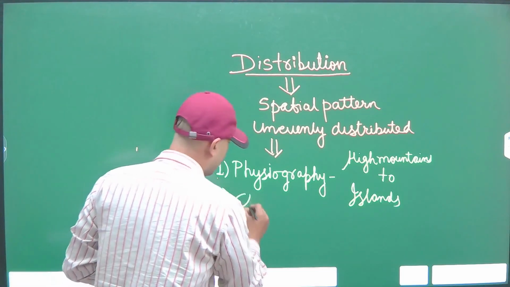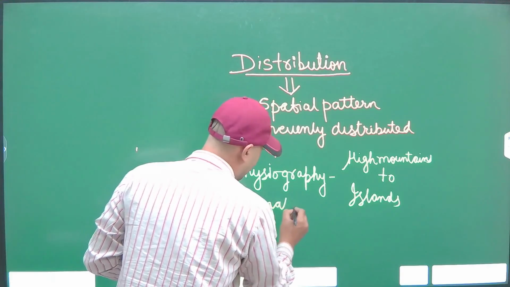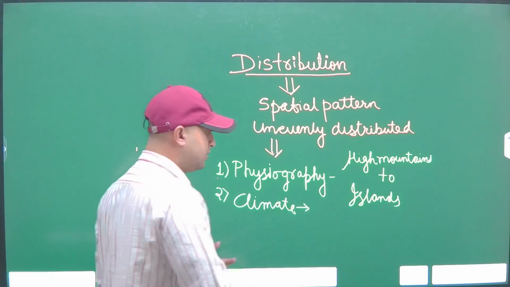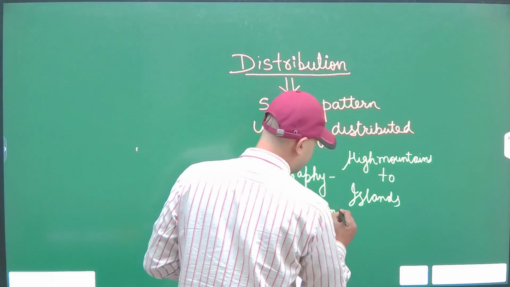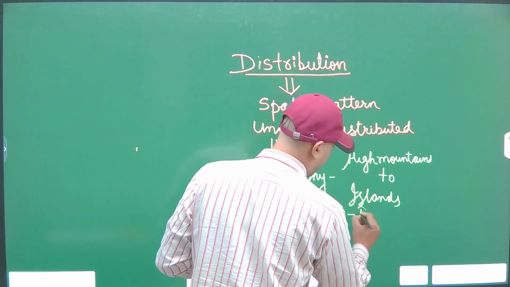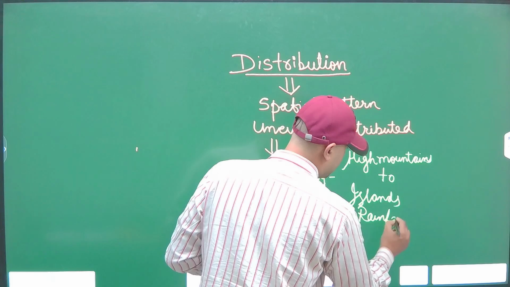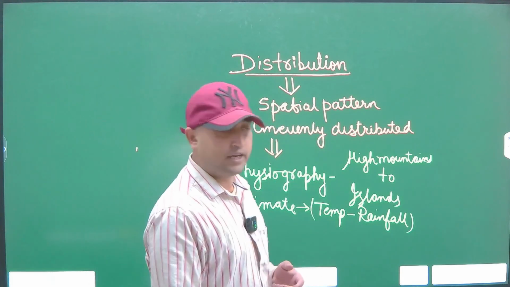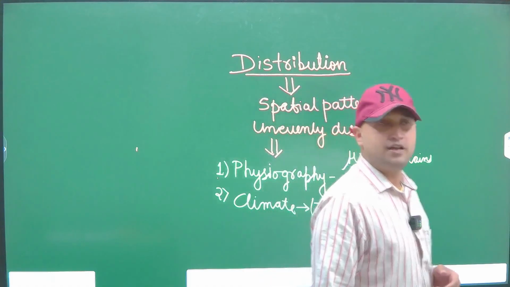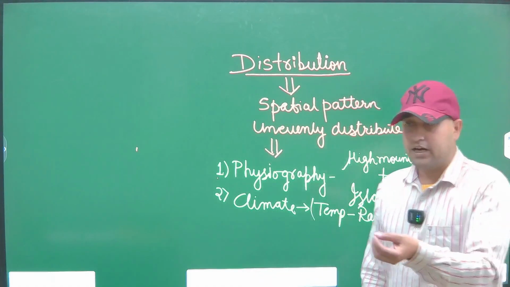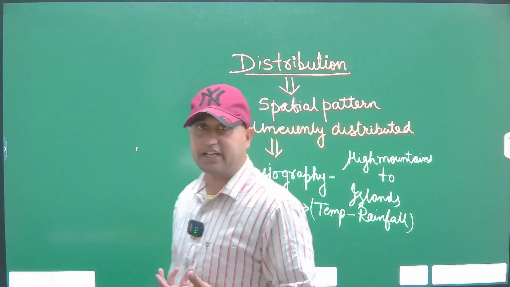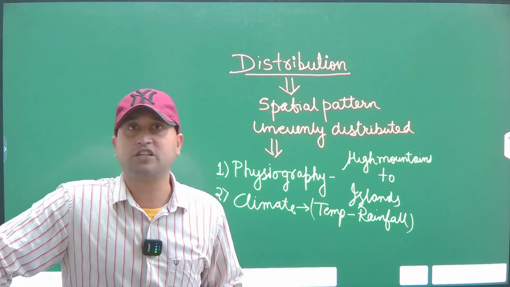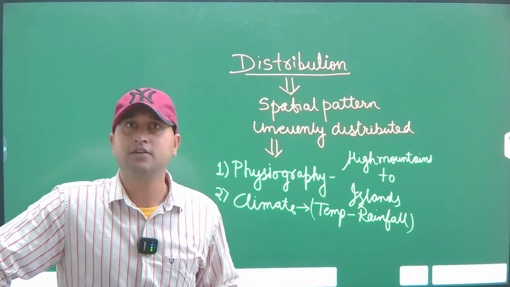Second is the climate. What is the basic component of the climate that affects the population? First is the temperature and the rainfall. The amount of rainfall directly influences agriculture. Agriculture is the basic economic activity that produces grains and food, and food is very important for the subsistence of humans on earth.